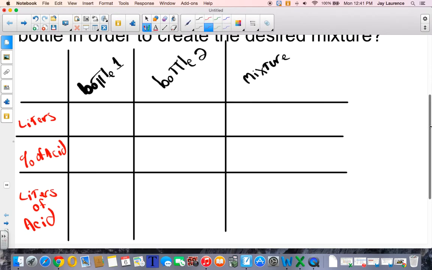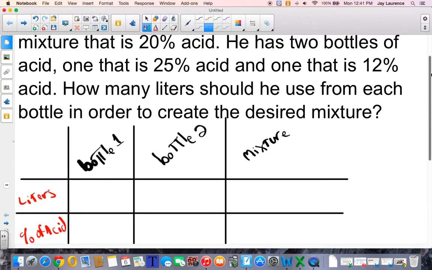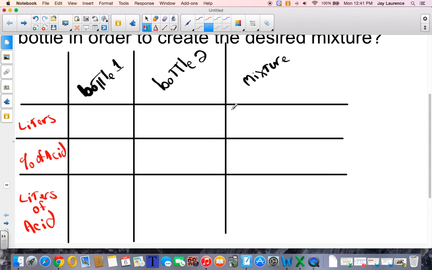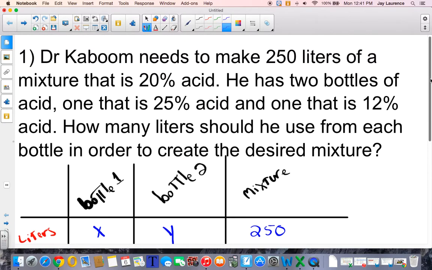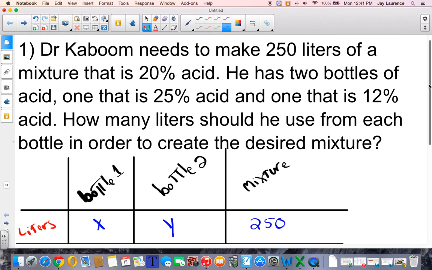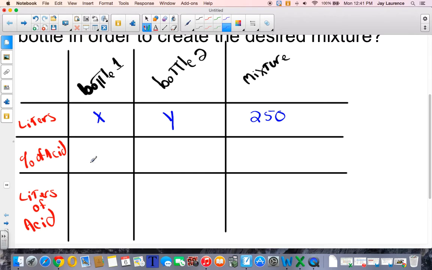He needs 250 total liters, right? How do we get those 250 total liters? We take a little from the first bottle, a little from the second bottle, and we get 250 total liters. Now the percentage of acid. Go back to the story. First bottle is 25%. Second bottle is 12%. And we know that the mixture needs to be 20% acidic.